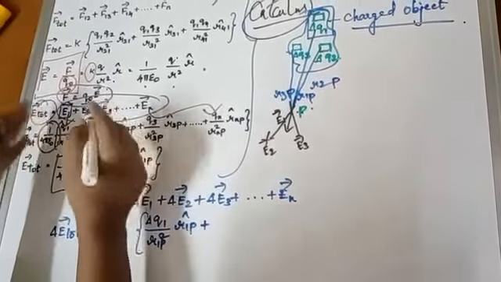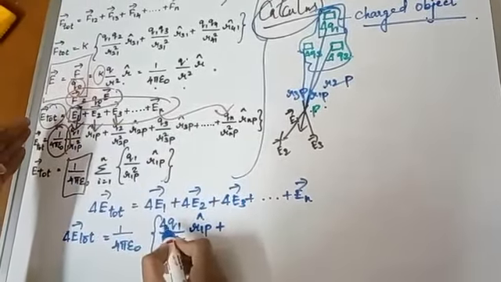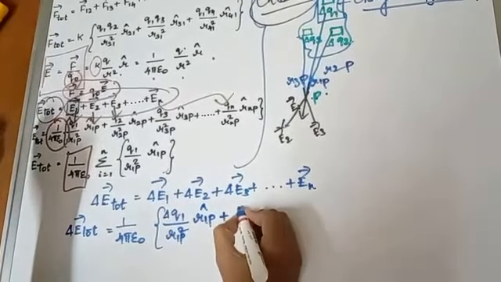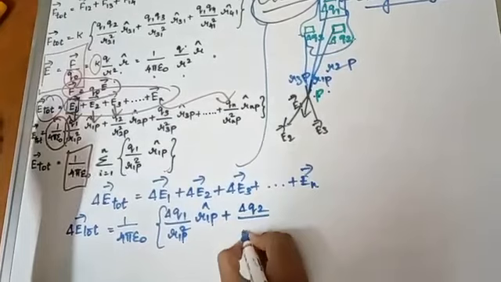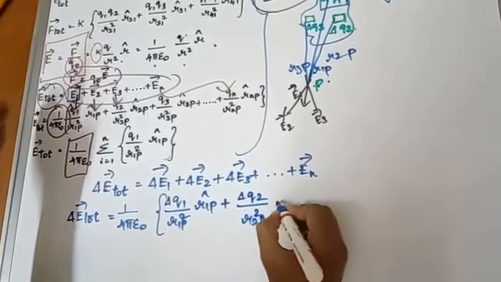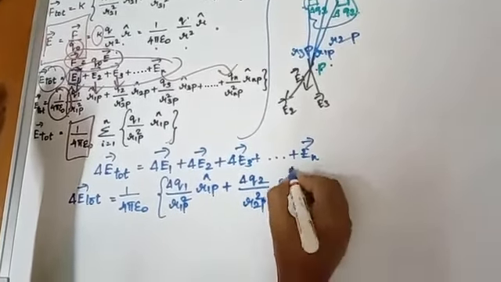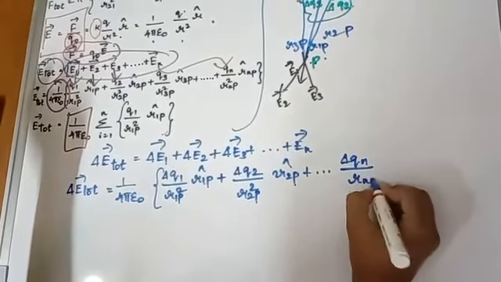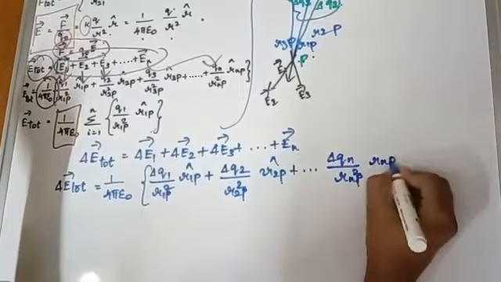So R1p square, R1p unit vector. Plus, it is very simple. Instead of Q1, you are going to write del Q1 because we are considering this as a very small object. And it is del Q2 upon R2p square, R2p unit vector and so on. It goes to del Qn upon Rnp square, Rnp vector.